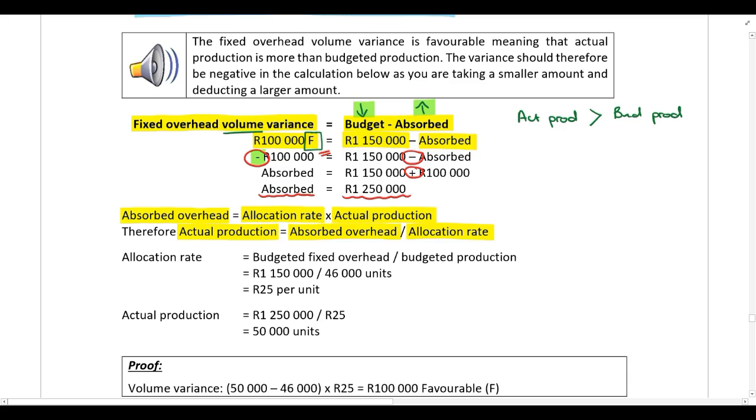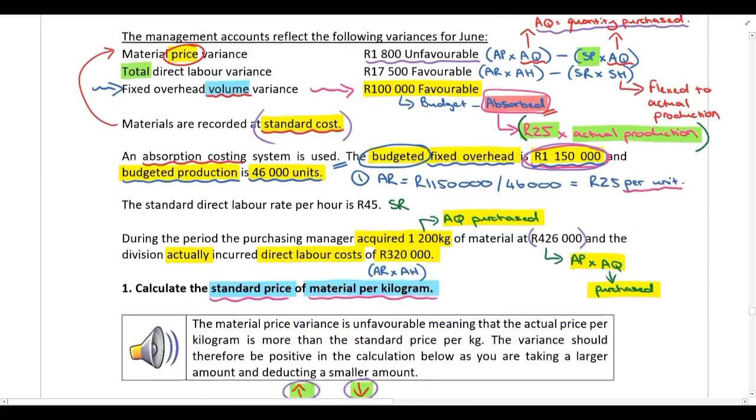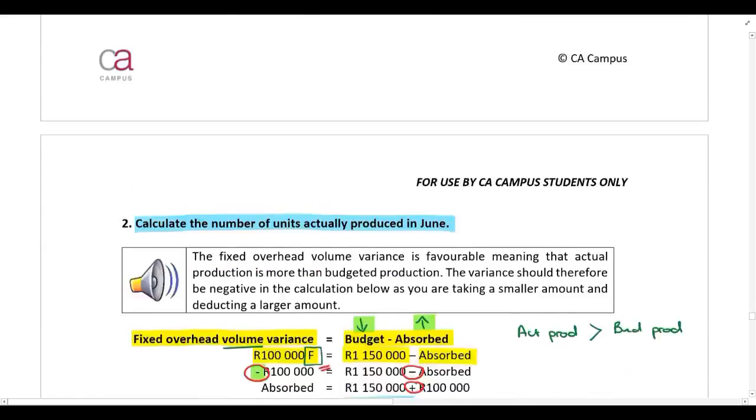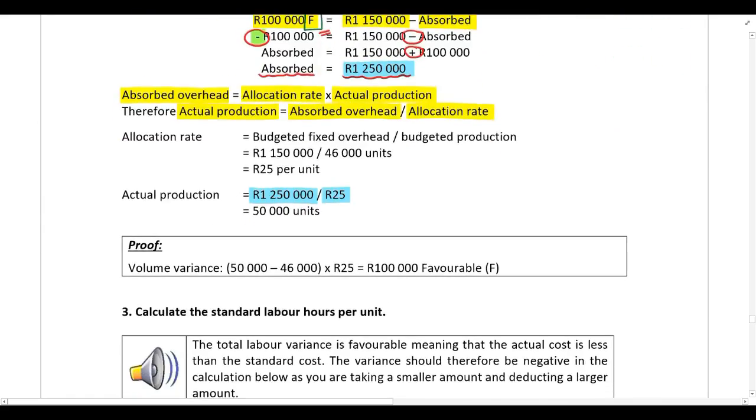So the absorbed overhead is 1,250,000. We calculated that above. We calculated that the allocation rate is 25 Rand per unit. We calculated that previously over here, but you can see the calculation also in the notes. So that means actual production is 50,000 units.